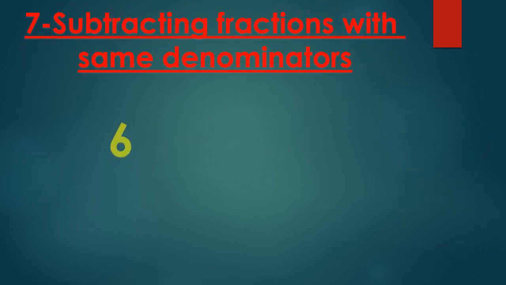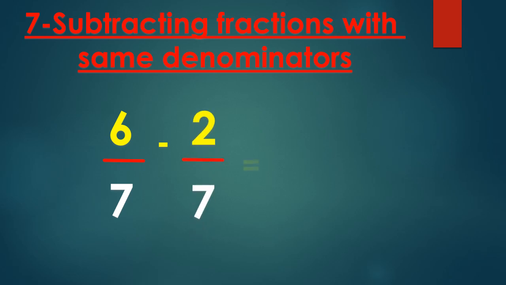Seventh, we have subtracting fractions with same denominators, like 6 over 7 minus 2 over 7. Both denominators are the same, so we can subtract the numerators. 6 minus 2 is 4. The answer is 4 over 7.